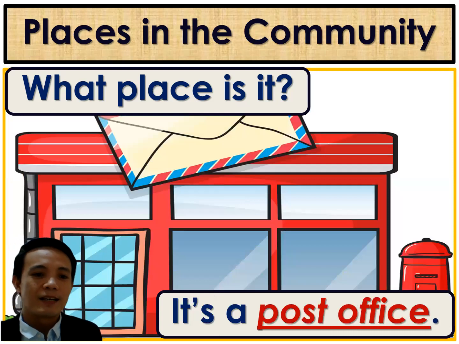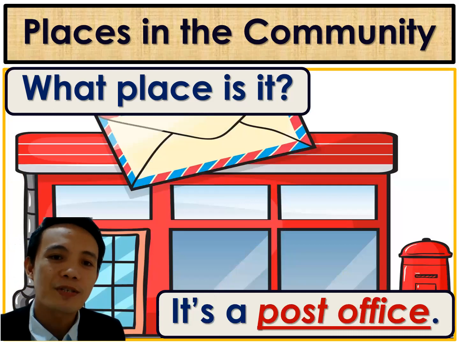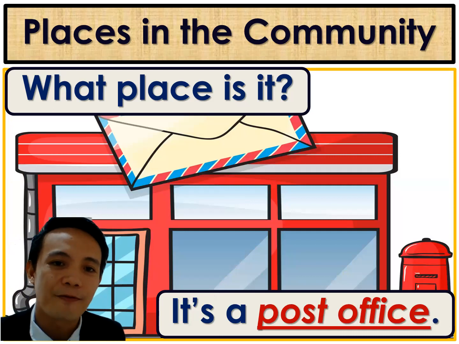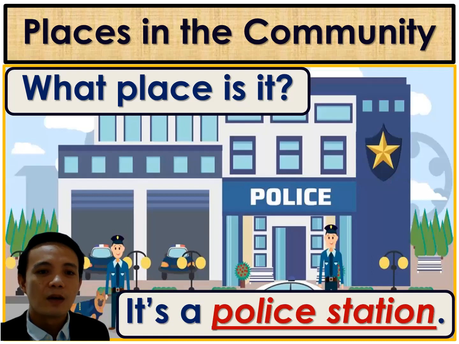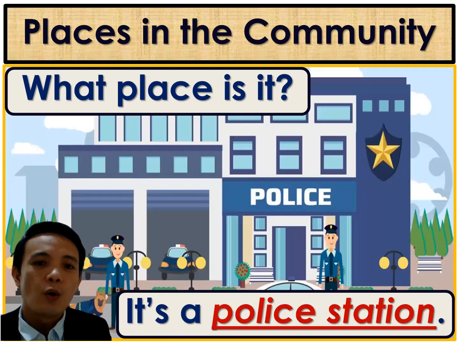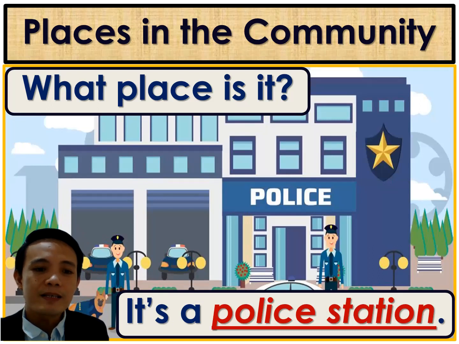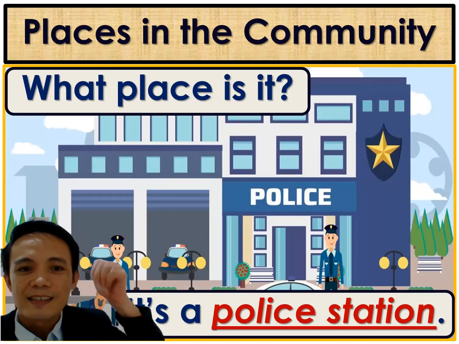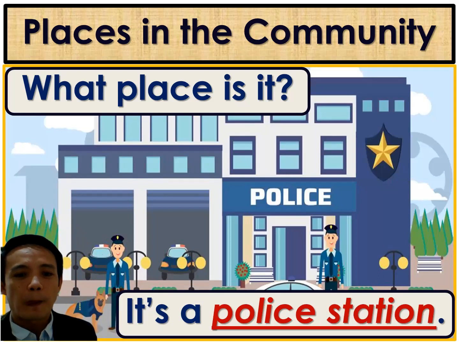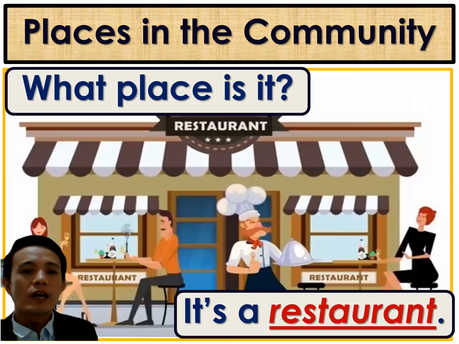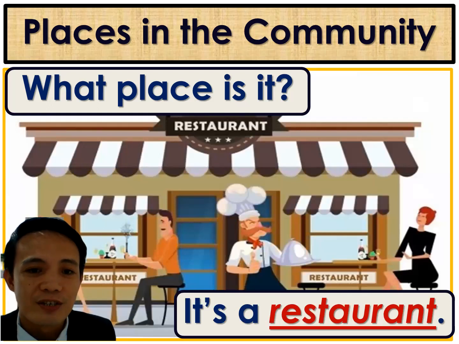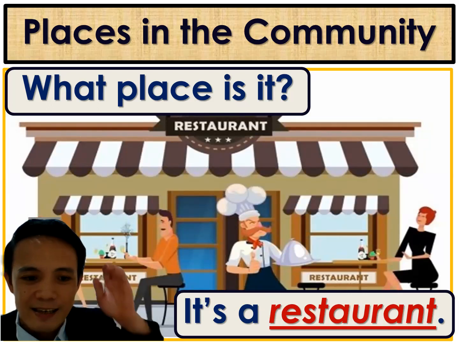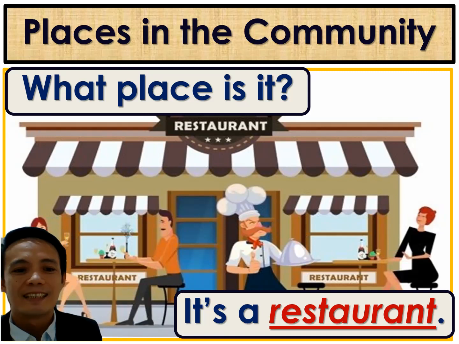What place is it? It's a post office. Good job. Next. What place is it? It's a police station. Excellent. Okay, next. What place is it? It's a restaurant. Good. Next.